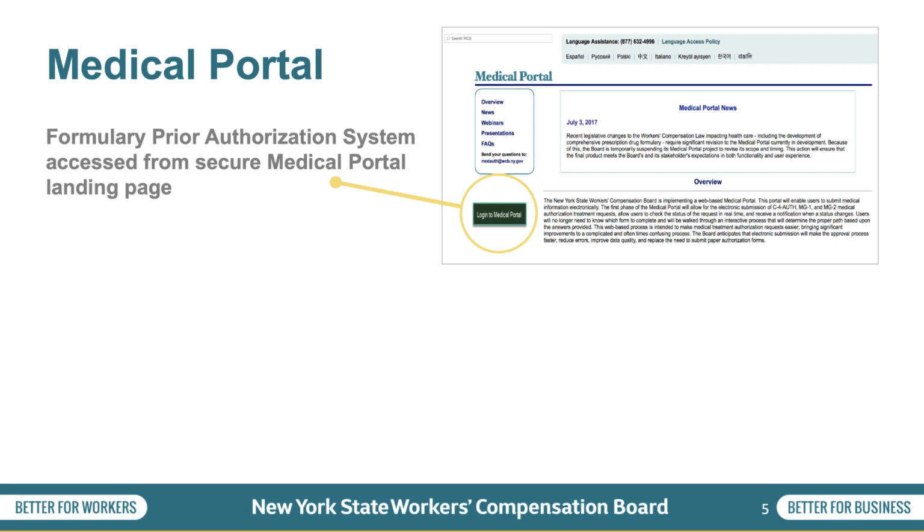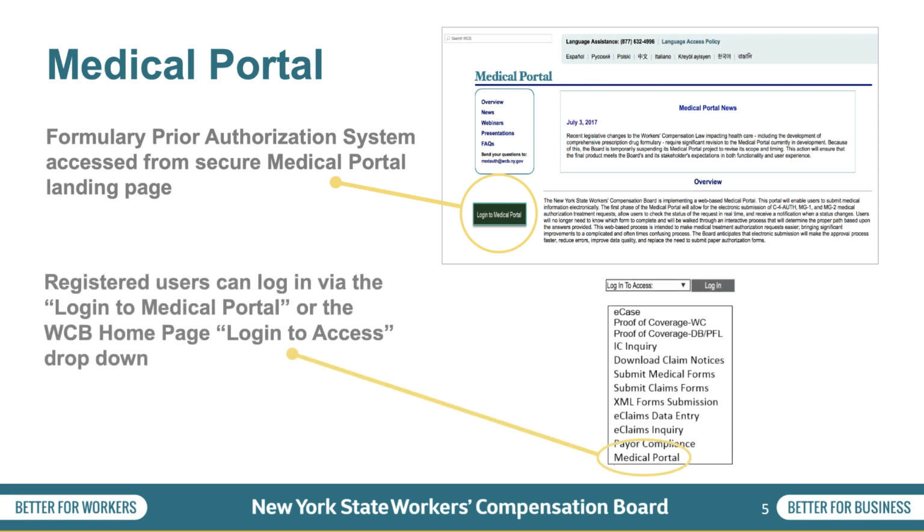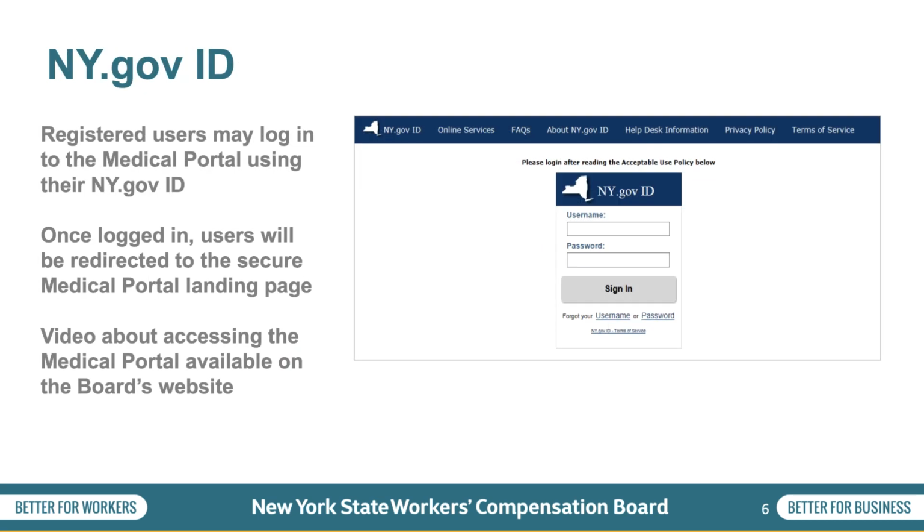The medical portal will be accessed either by visiting the medical portal page on the board's website or by using the Login to Access drop-down on the board's homepage and selecting Medical Portal. The user will then be brought to the NY.gov login screen. Users must have an NY.gov ID to access the medical portal. After logging in using an NY.gov ID, users will be taken to the Secure Medical Portal landing page. There's a video on the board's website that'll step you through the sign-in process to access the medical portal.